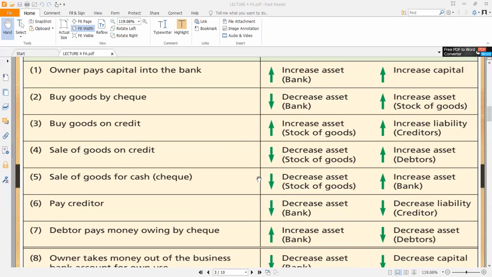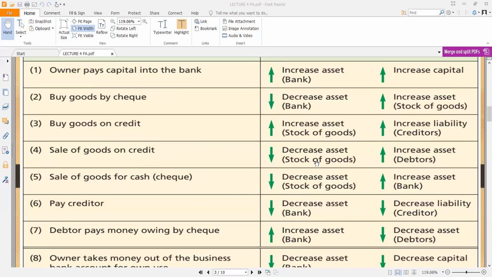Okay, selling of goods on cash. We saw there was a decrease in the assets, meaning the stock of goods. The goods were reduced and the money increased. Whereas number four, we saw the sale of goods on credit. The asset decreased, meaning the stock of goods reduced.